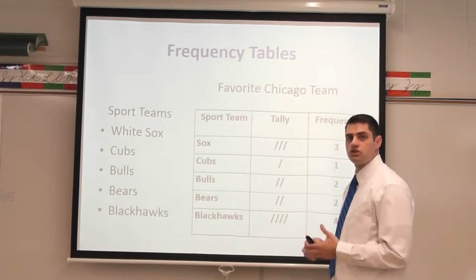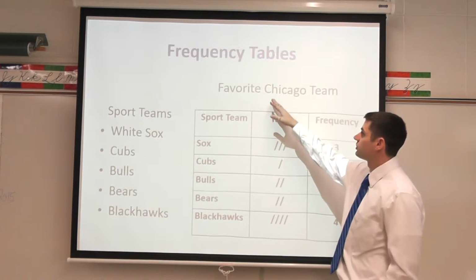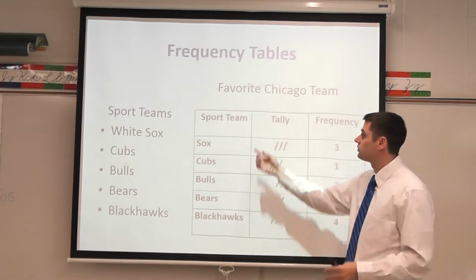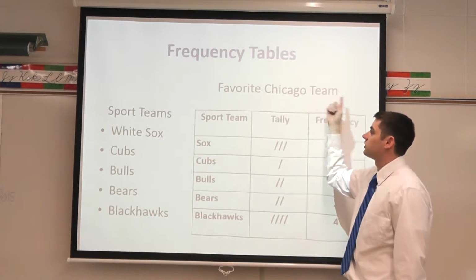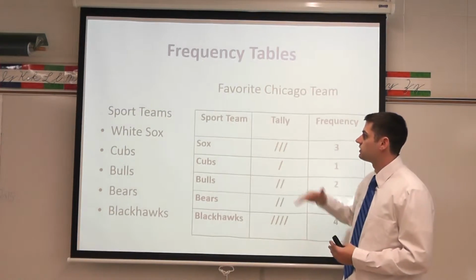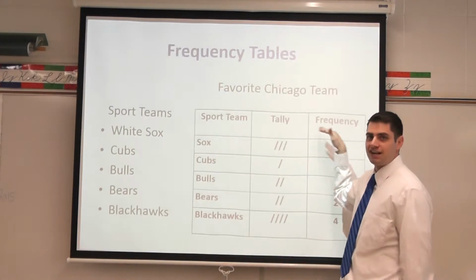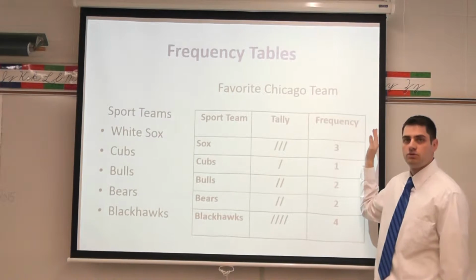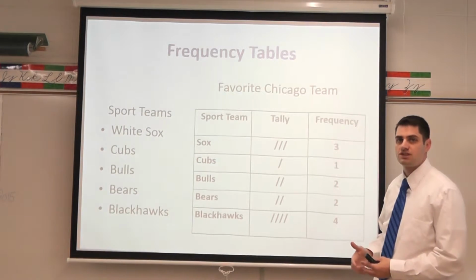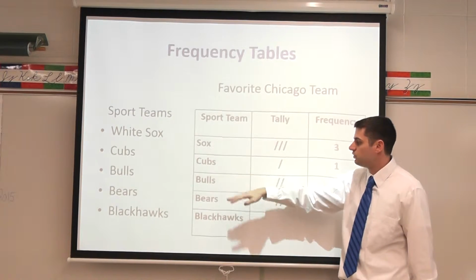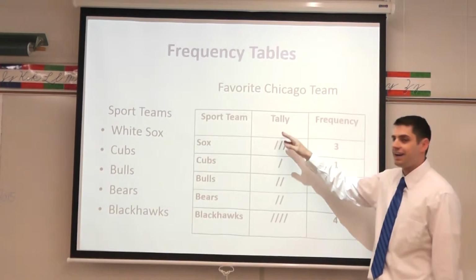So when constructing our frequency table, you want to make sure that you have a title for your table so you know what the data is telling you about. So at the top, I put up here, favorite Chicago team. That tells me, okay, I understand what this table is going to be about. Then in each box I label the name of the sports team, my tally mark, and then frequency, which is how often it's happening. It's kind of similar to our tally mark. So then I list the Sox, Cubs, Bulls, Bears, and Blackhawks, and I made tally marks.